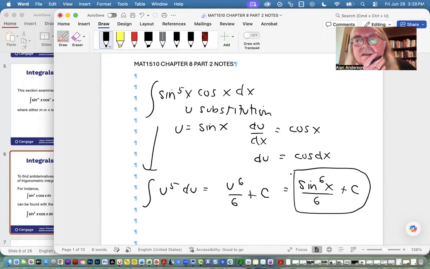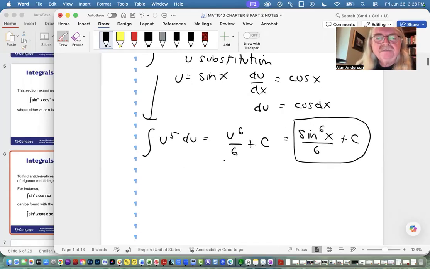But in a lot of the other cases we might run into, what if the cosine had been squared, for example, or cubed? Then we would not have been able to use this approach, and we would need to try something a little bit different. So how would that work?